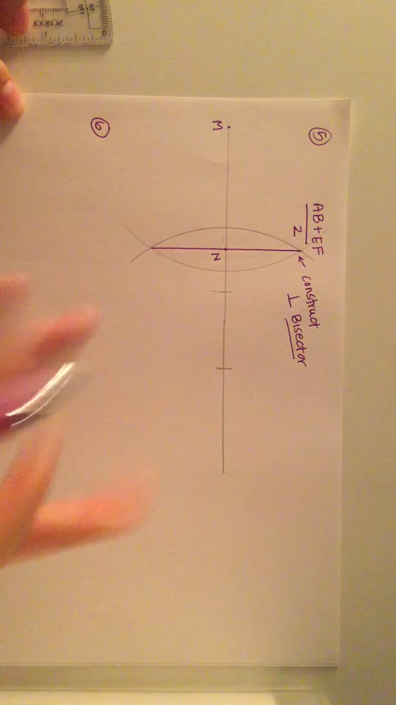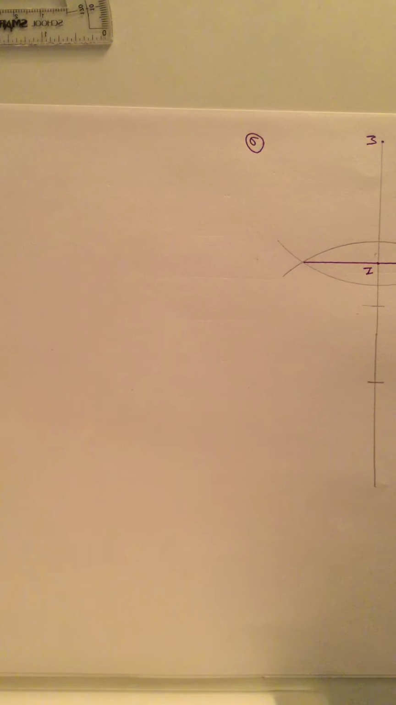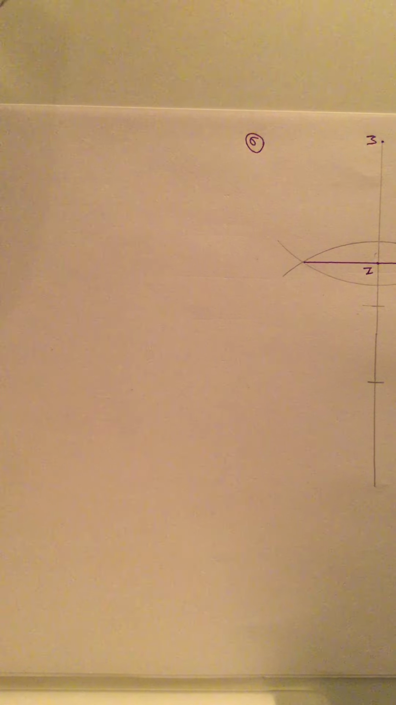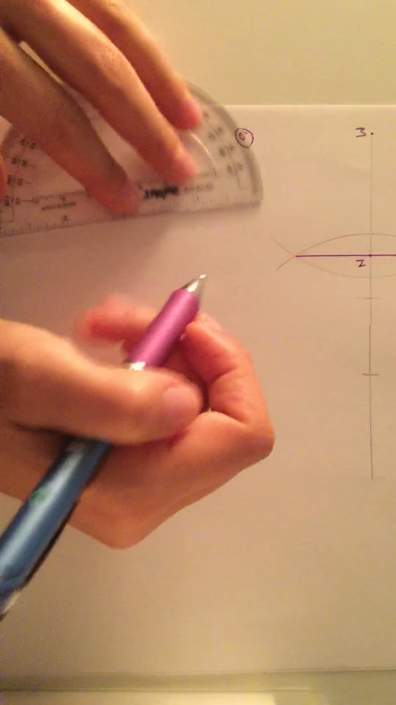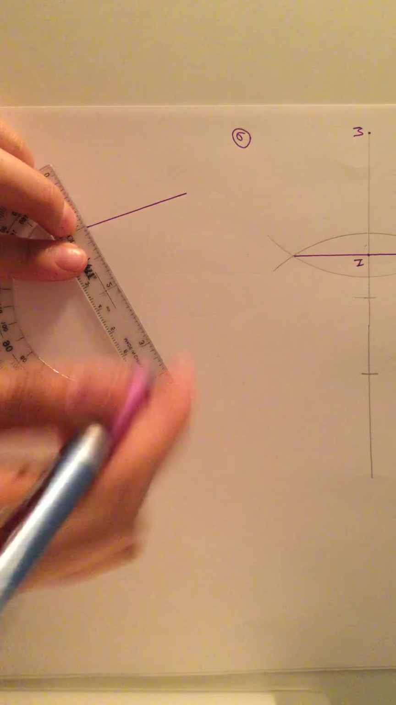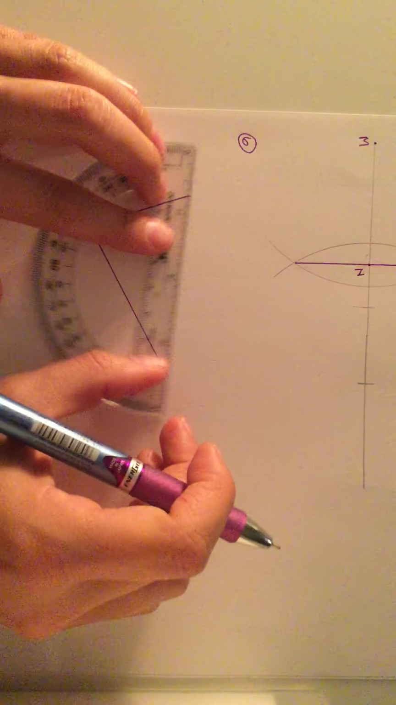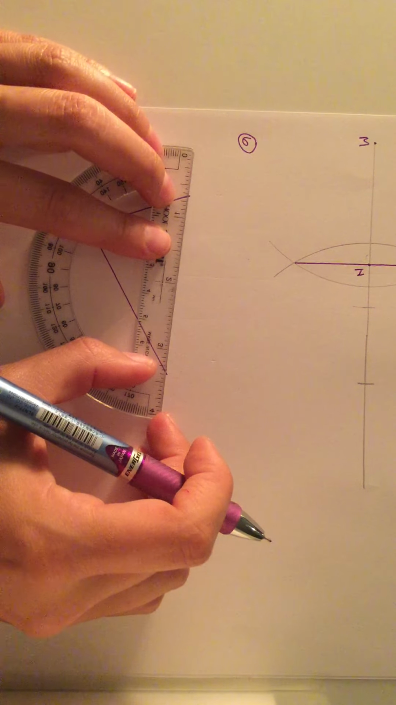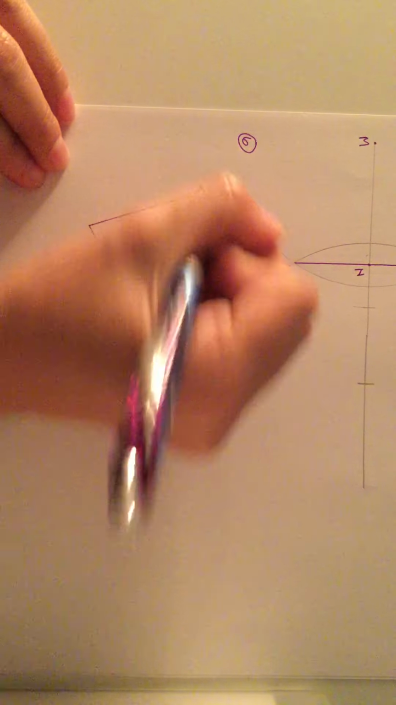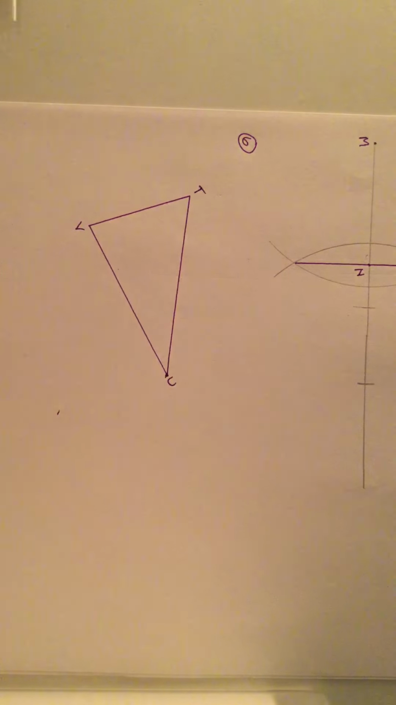All right, now for number 6, we want to construct triangle TUV. We're going to draw that, and then we're going to go ahead and construct the three perpendicular bisectors of that triangle. So I'm just going to go ahead and draw a triangle. And we want to label this TUV. And then I'm going to construct the perpendicular bisector of each side.